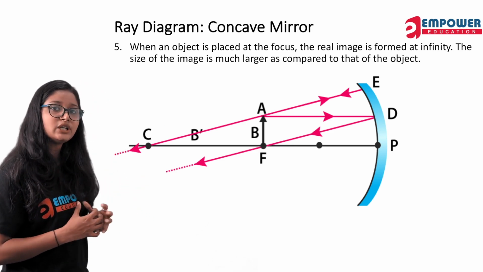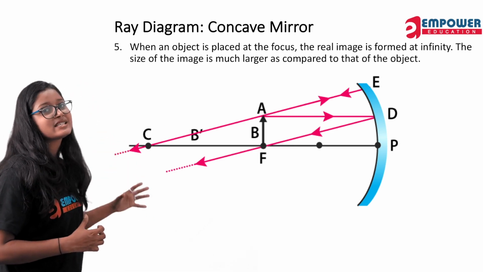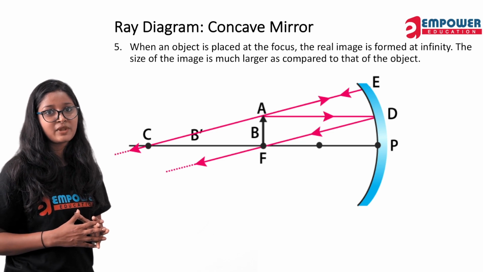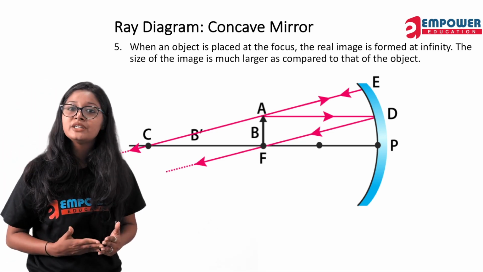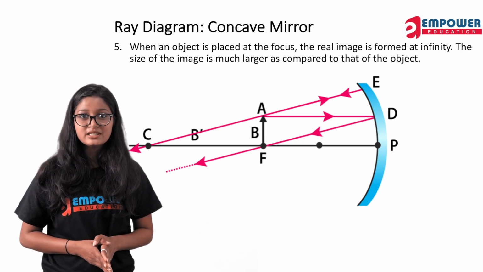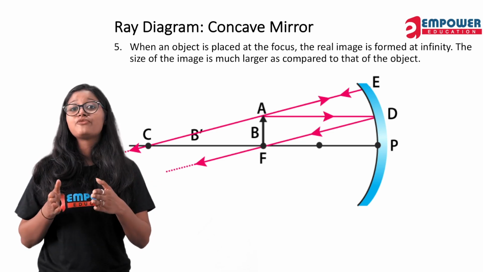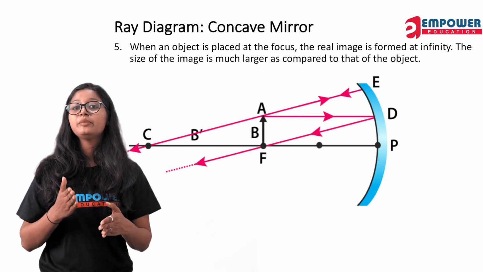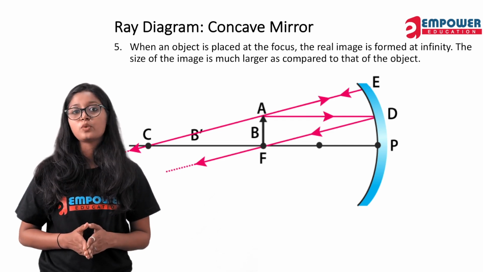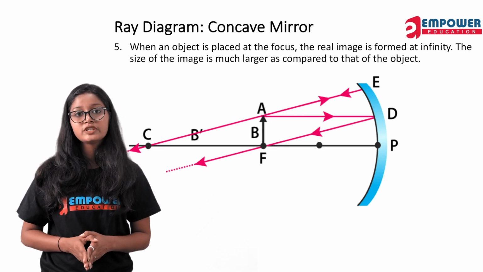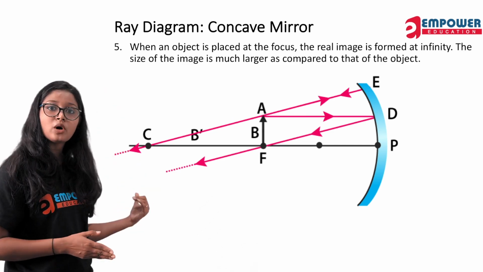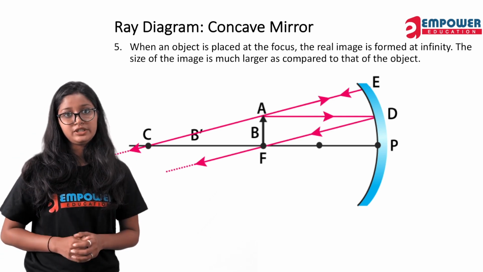Now if you try to intersect these two reflected rays, you will see that they are parallel to each other. That means at no point will they meet each other. There will be no intersection of these rays, and since there is no intersection, the image formed here will be at infinity.